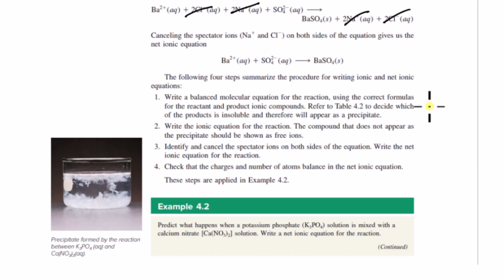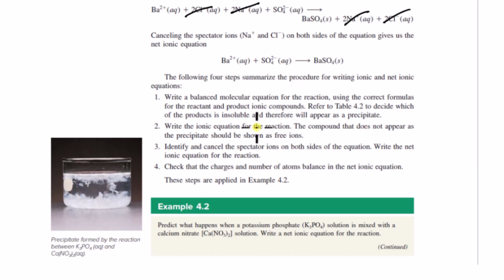Then for the product side, what you write depends on whether any substance comes out of the solution and becomes undissolved. You indicate that on the product side. Anything else that stays dissolved, you indicate as aqueous. But still, you leave everything in its full chemical formula form. Then you balance that equation.